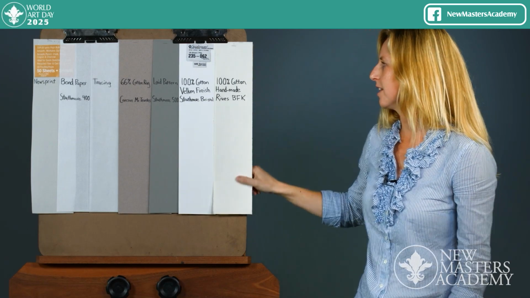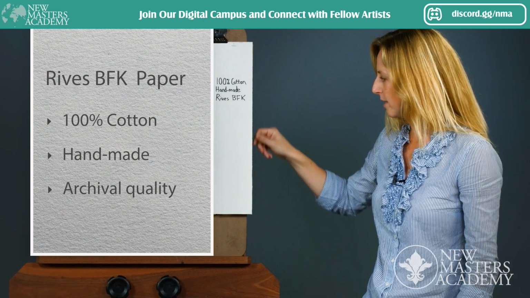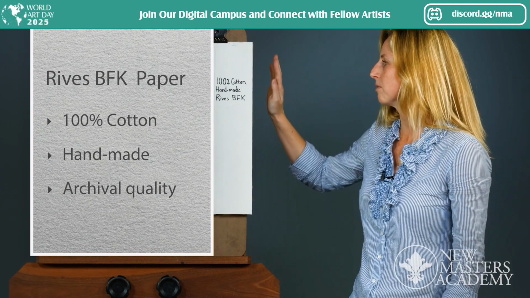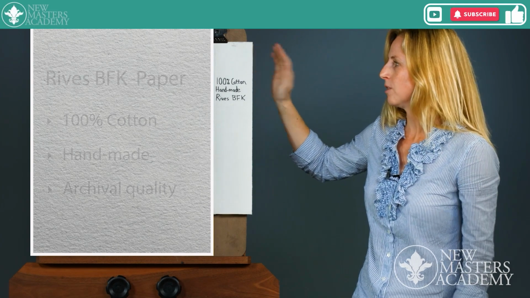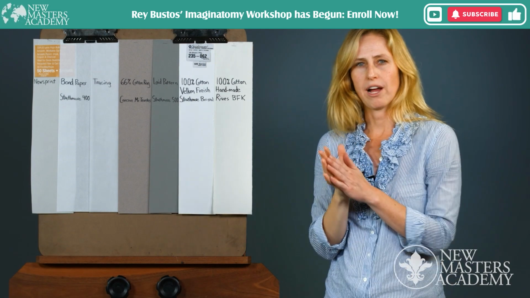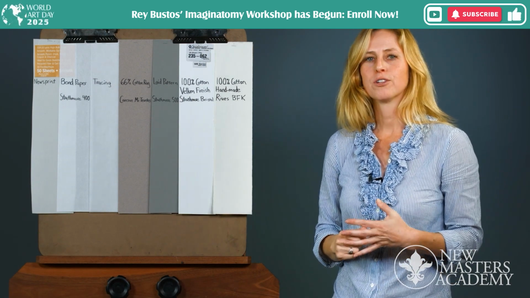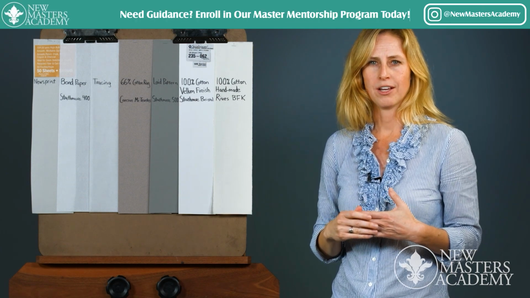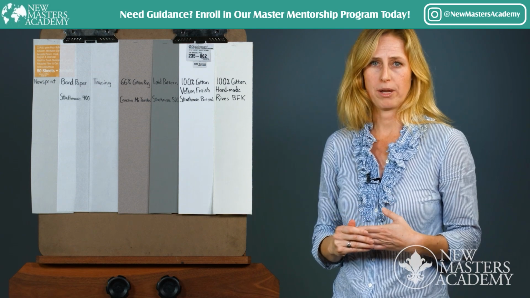And then finally at the end here, this is 100% cotton, and it's handmade. And if you look at the edge here, it's a little bit rough because it's a deckled edge. And these are some of the highest quality, most archival papers that are around. So you can really experiment. You'll find if you're using something like graphite, you're probably gonna want a smoother surface. If you're using a charcoal or Conte, you do want a little bit of texture. And if you're using a pastel, you probably really want a lot of texture in your paper.